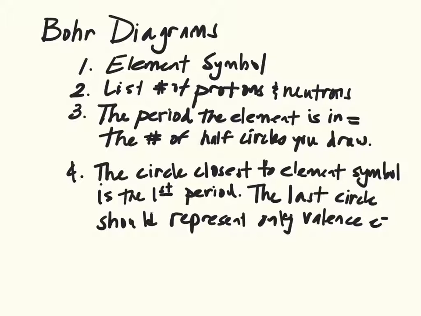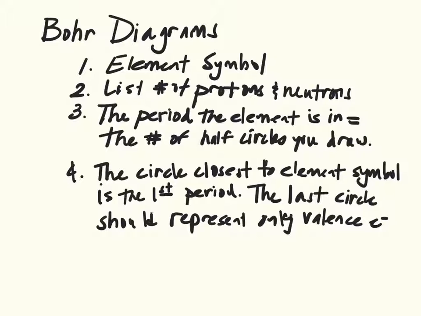The period that the element is in is equivalent to the number of half circles you're going to be drawing. The first circle, or the circle closest to the element symbol, is the same as the first period. The last circle that you draw should represent only valence electrons.